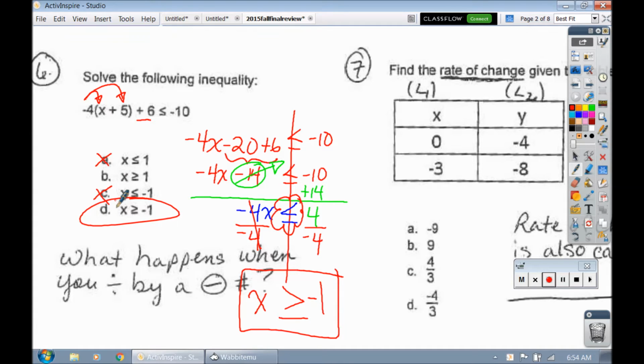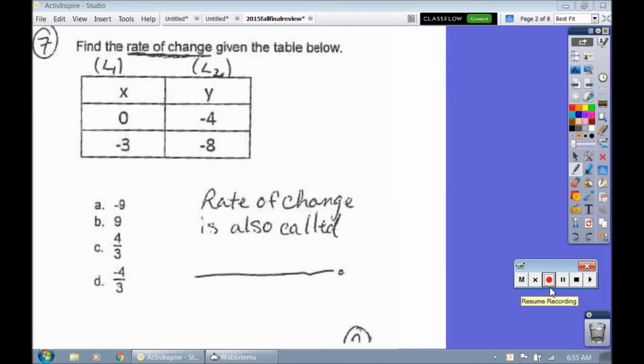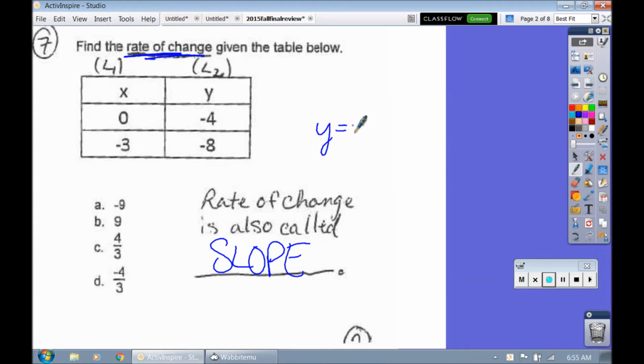Yeehaw! The rate of change given the table below. Rate of change is also called slope. Slope is also called rate of change. That's what they like to do. They like to give you this vocabulary. So they're talking about the m value of y equals mx plus b. Now, if we're going to use the calculator, which we are, the calculator does not use the letter m, it uses the letter a. And so this is really simple.